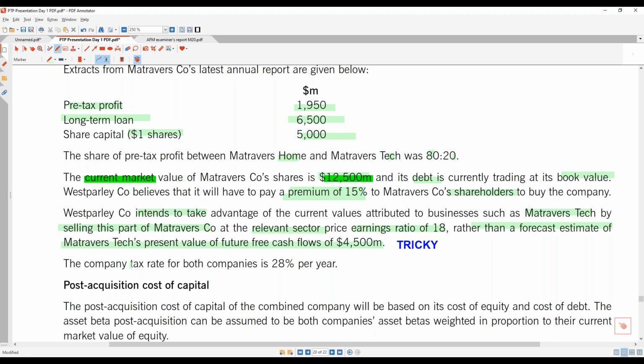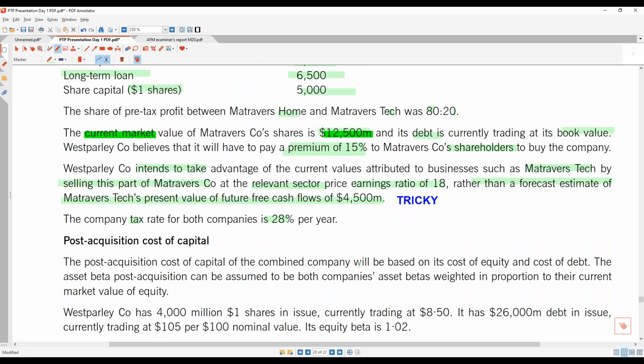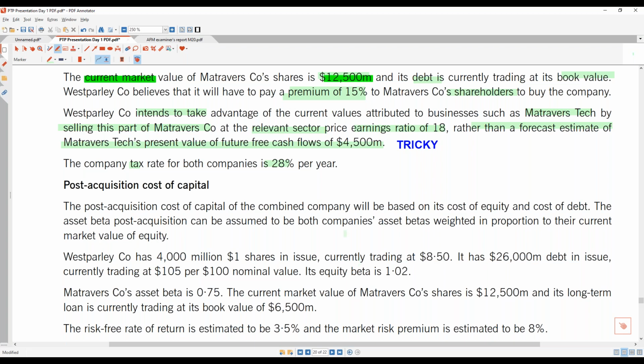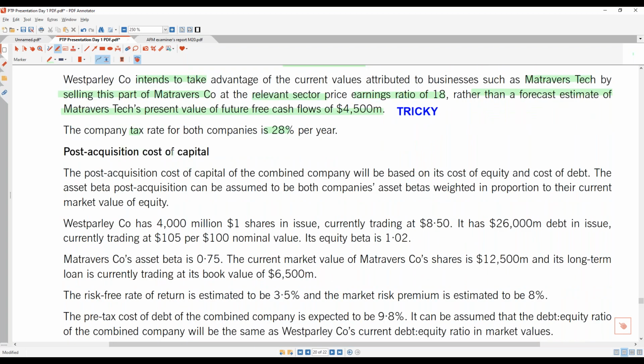Company tax rate 28%. Okay, so this is the intention. Post acquisition cost of capital. The post acquisition cost of capital of the combined company will be based on the cost of equity and the cost of debt. And the asset beta. Yes. Asset beta post acquisition can be assumed to be both companies' asset betas weighted in proportion to the current market value of equity. That is the normal practice.